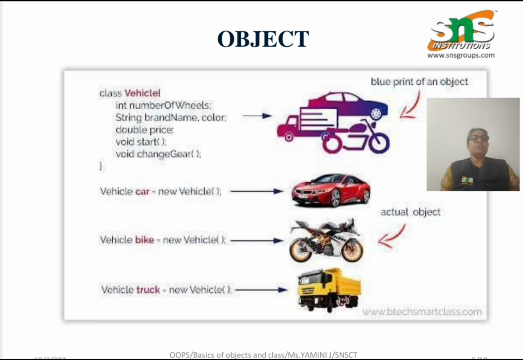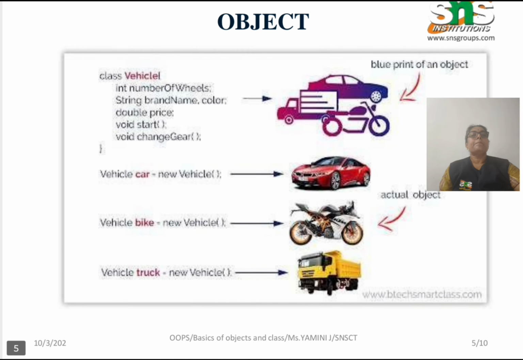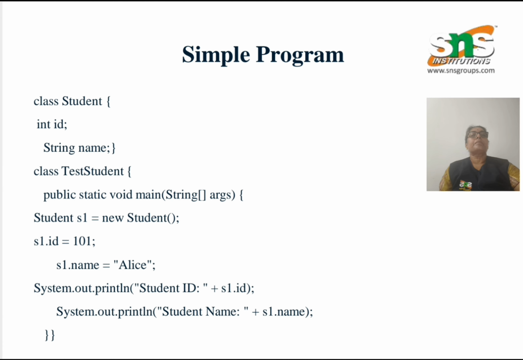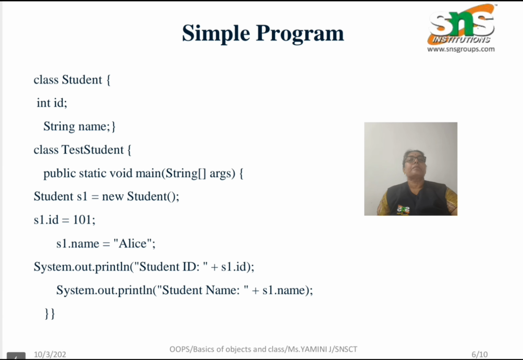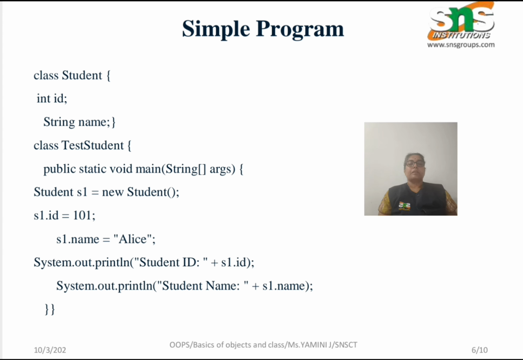A simple Java program example. Let us now look at a simple Java program to understand this better. In this example, we create a class called Student. Inside the class, we declare two attributes, id and name. Next, we create another class called TestStudent, which contains a main method where program execution begins.